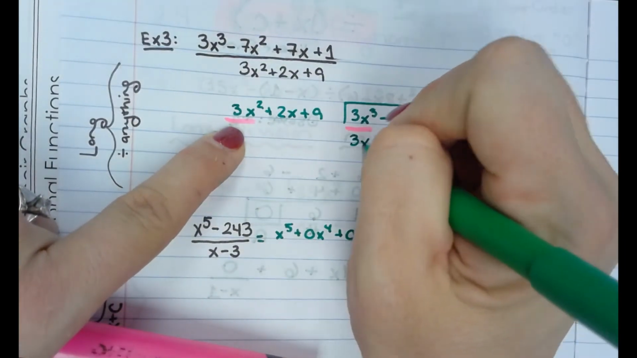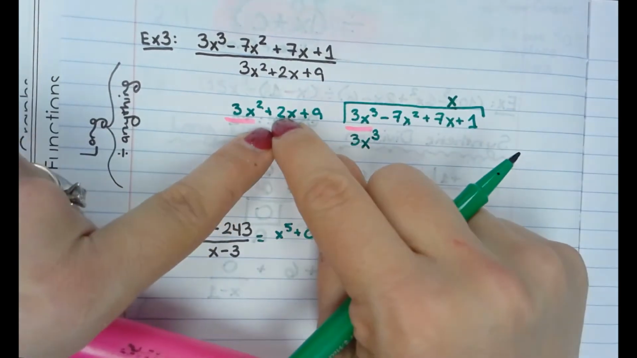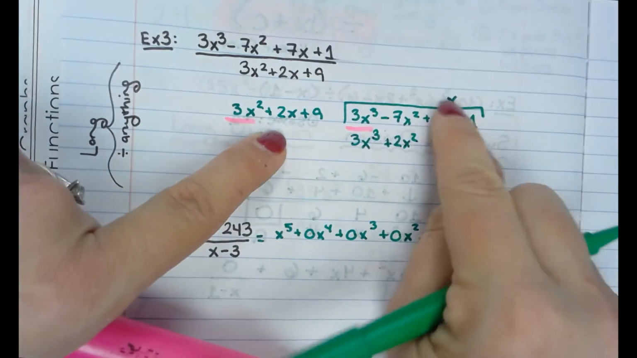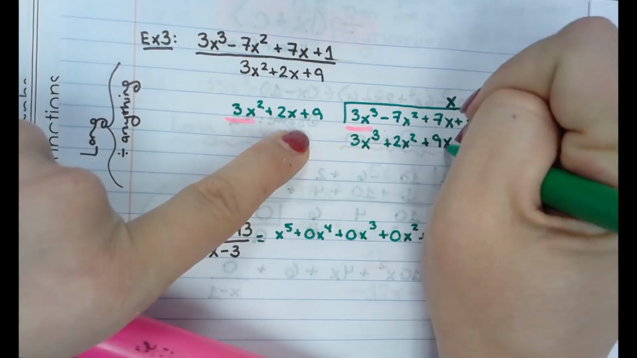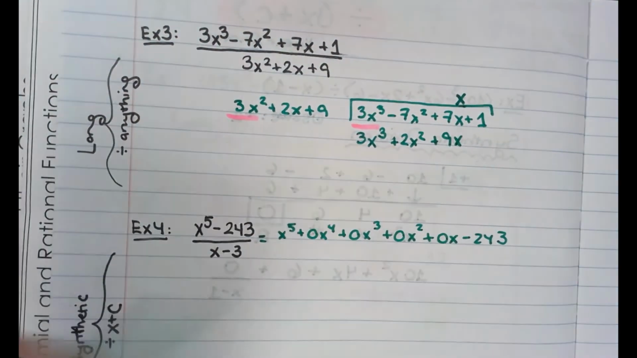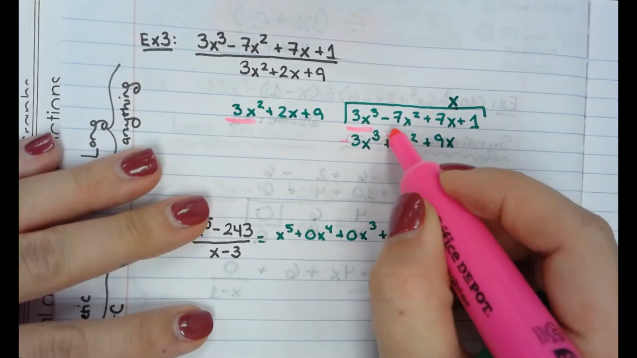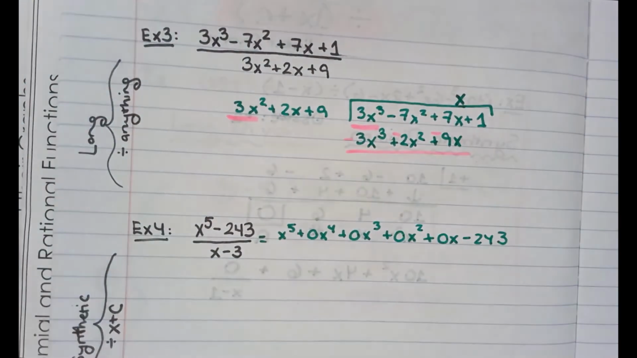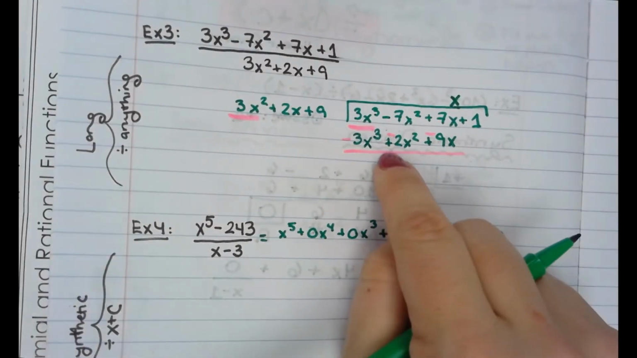3x cubed, good. Thank you for pausing. X times 2x is 2x squared. X times 9 is 9x. Awesome. This is the point. Take the time, pick up another color, and subtract, subtract, subtract them all. 90% of my students will get this correct if they take the time to subtract.